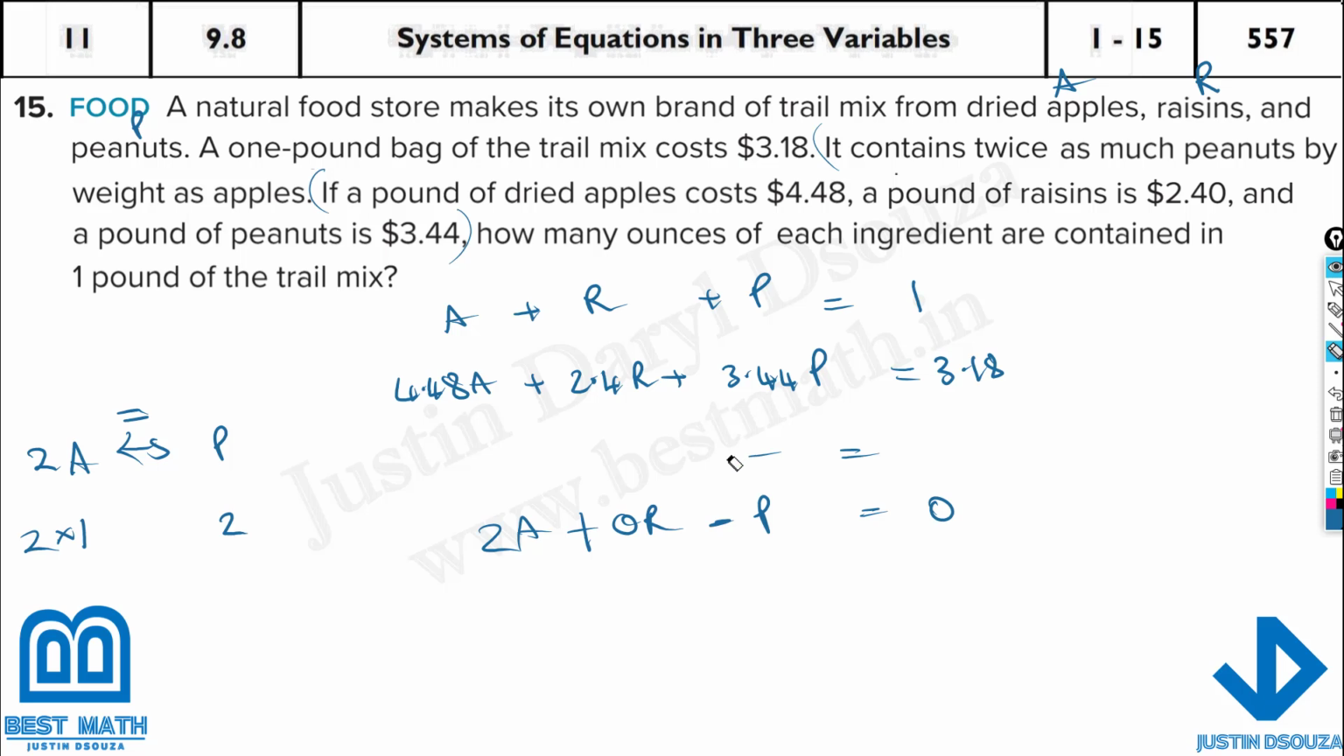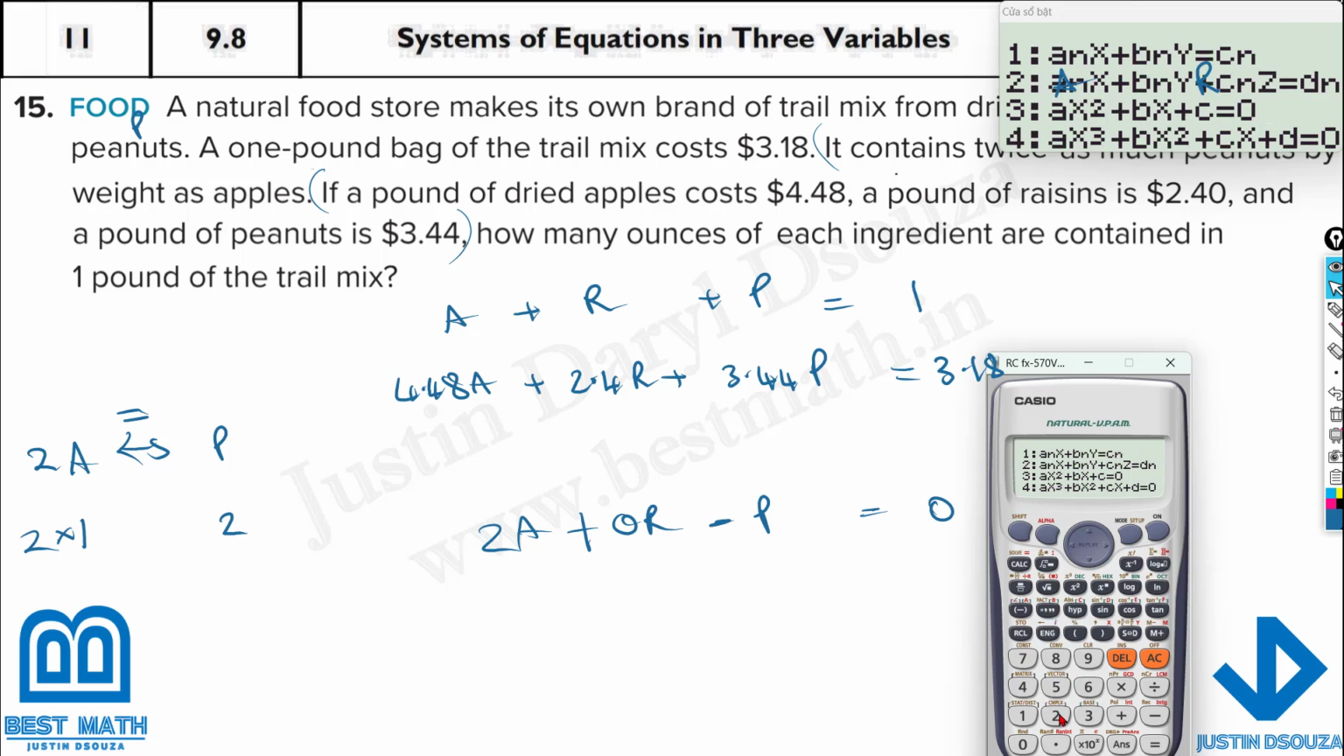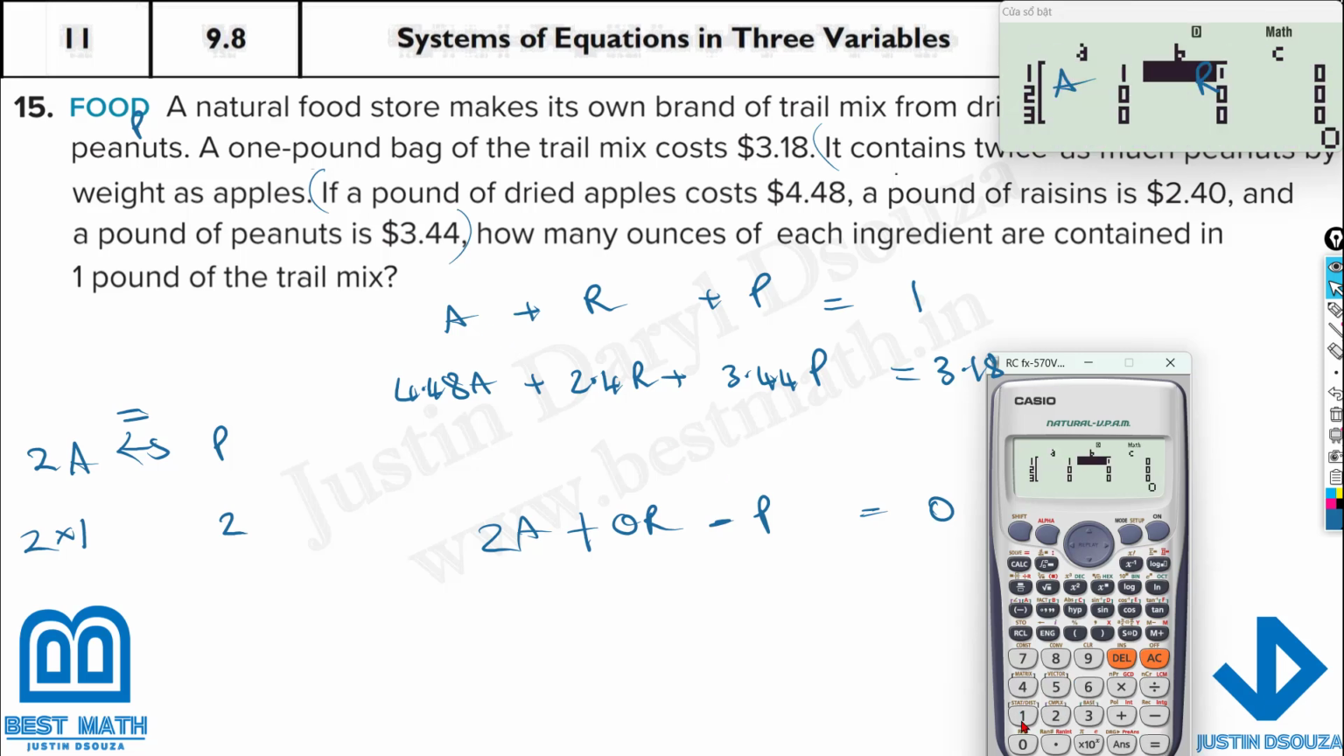I'll remove this because we need to have all the variables one side, constants another side to solve it in the calculator. These are the 3 equations. In order to solve it, mode 5 and 2, let's type in. It's 1, 1, 1 and 1. That was an easy equation. Okay, that is wrong because I have not typed it in. Okay, now here we have 4.48, 2.4, and lastly we have 3.44, and the constant value is 3.18. Another thing is 2, 0, and minus 1, that will be equal to 0.